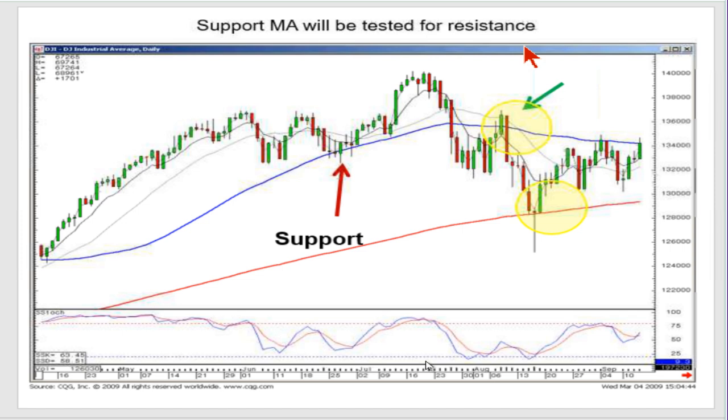And the ultimate shooting star would be a gravestone doji, where it opens at the bottom, trades up, and comes right back down and closes right there at the bottom. That's the smallest of them, so that's your ultimate shooting star. It doesn't have a body at all.